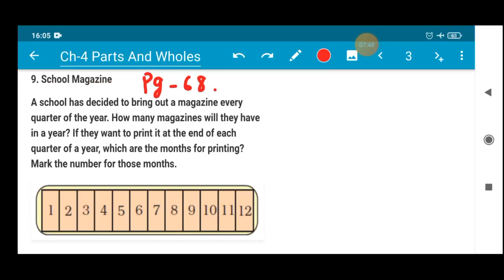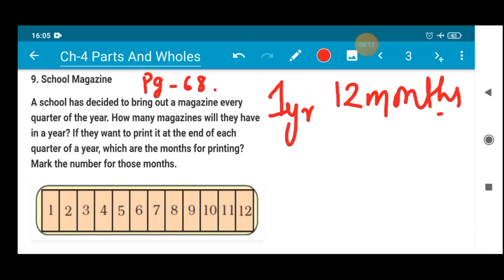A school has decided to bring out a magazine every quarter of a year. So in a year, for every quarter, the school has decided to publish a magazine. Now, how many magazines will they have in a year? You know that in 1 year there are 12 months. So in 12 months, how many magazines they are going to produce, that we have to find.